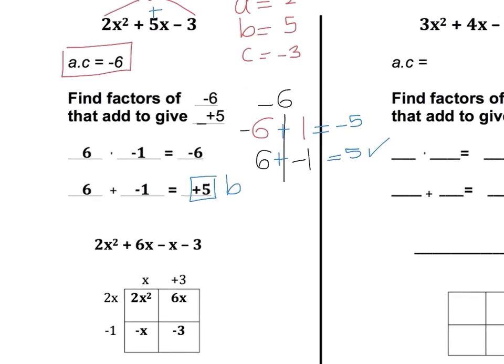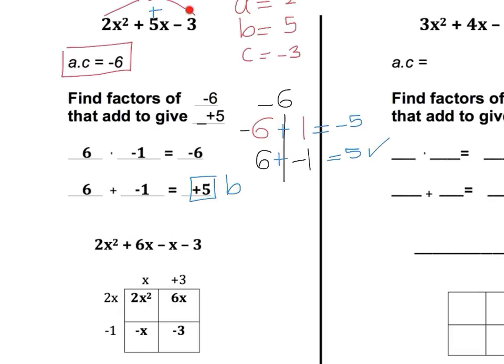I look back at the trinomial. 2x to the power 2, I copy it down. The 5x should be split into the two numbers I just found. So instead of 5x, I write down 6x and -1x, which is -x. Now if you combine those two terms, 6x minus x, that's going to give you 5x. That's how you check that you're on the right track.